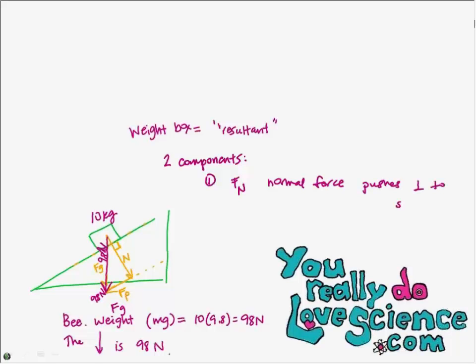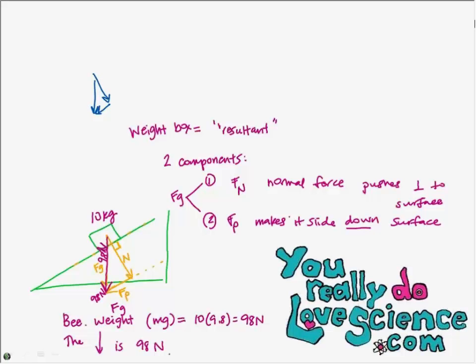perpendicular to the surface. And would you agree that the weight causes it to push perpendicular to the surface? Like it causes it to push on the surface to some extent. Yes. And then the second component is the parallel force, which makes it want to slide down. So the weight does these two things. Now these two together make up the weight of the box, just like when you add vectors, this plus this makes this.